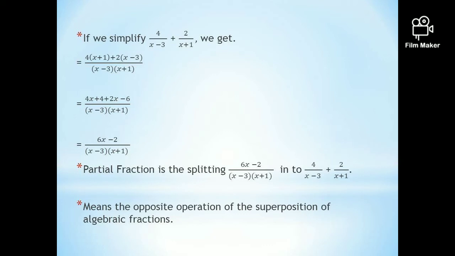In partial fractions, they expect us to split this answer, 6x minus 2 divided by x minus 3 into x plus 1, into the form of 4 over x minus 3 plus 2 over x plus 1. How do you get that? That is what you have to learn under this topic, partial fractions. In other words, partial fraction is the opposite operation of algebraic addition or subtraction.